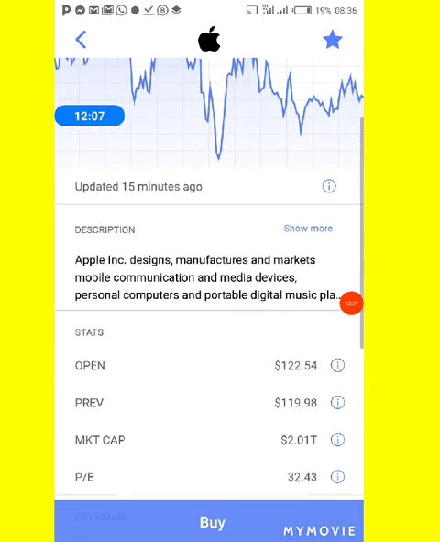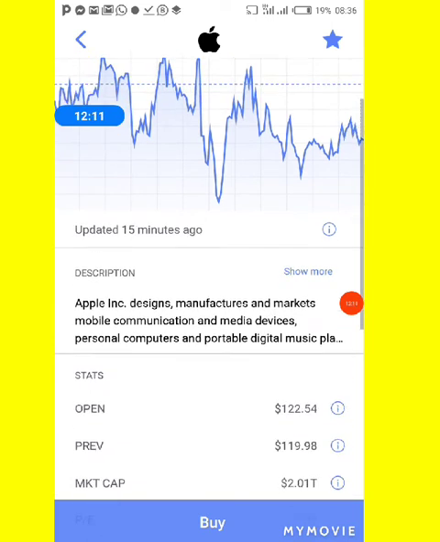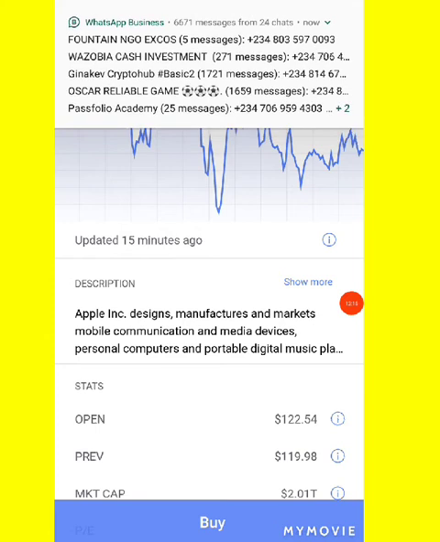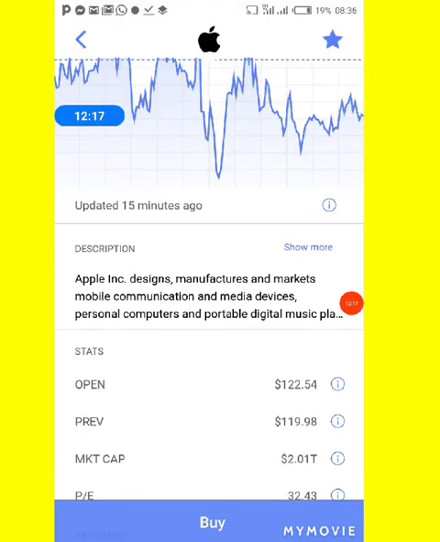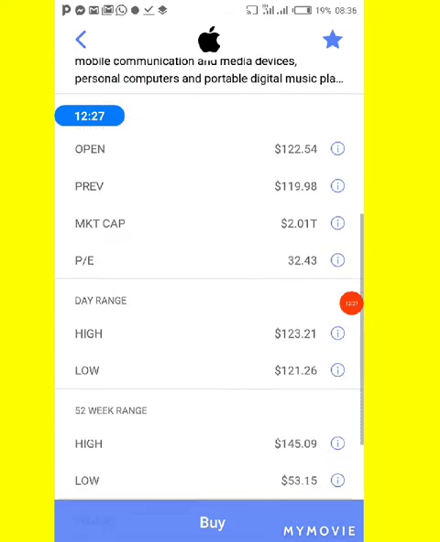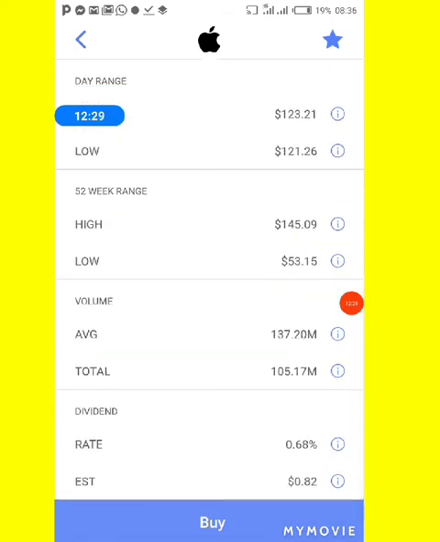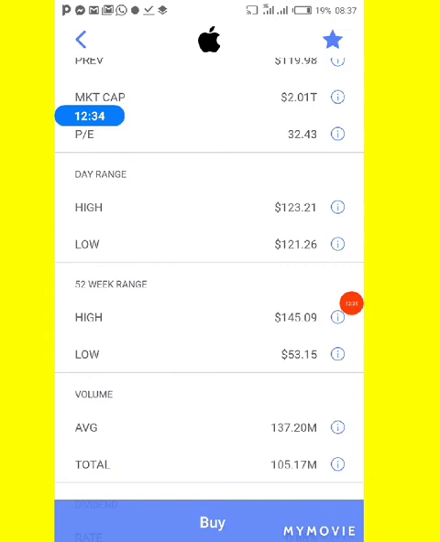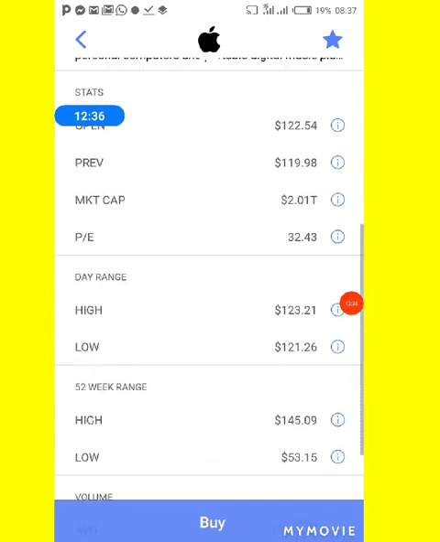Now, let's go back. Let's talk about this. What does the company do? Description: Apple Inc. designs, manufactures, and markets mobile communication and media devices, personal computers, and portable digital music. I will not go further, because of our time. So now, as you can see, all these things have values: dividend, total, volume, low, high, the 52 weeks range, low, high, and all that.